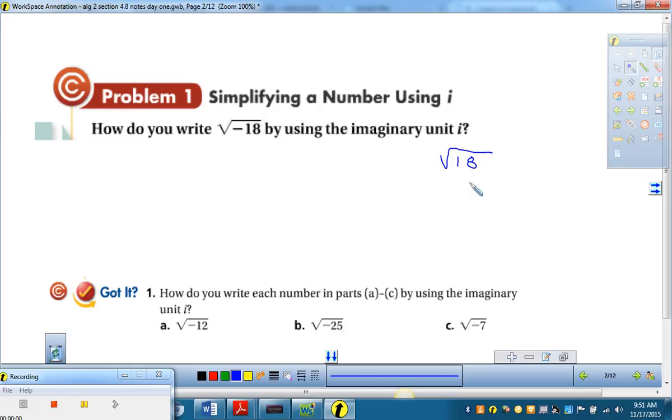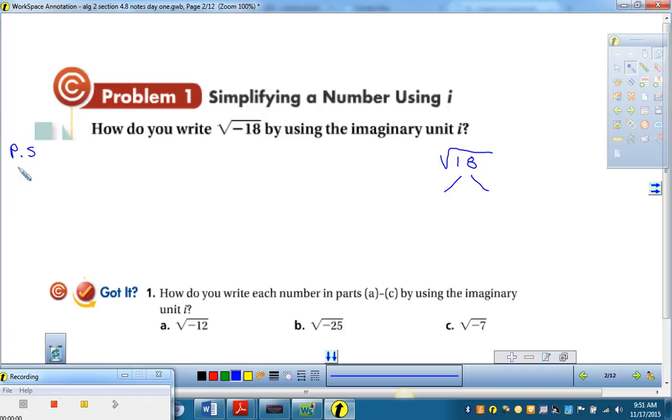Does anybody remember how to do this? Don't you take a factor? It'd be 9 and 2, and then 9 breaks down to 3 and 3. So what you want to do is think to see if there are any factors of this number that are perfect squares. So what are our perfect squares?